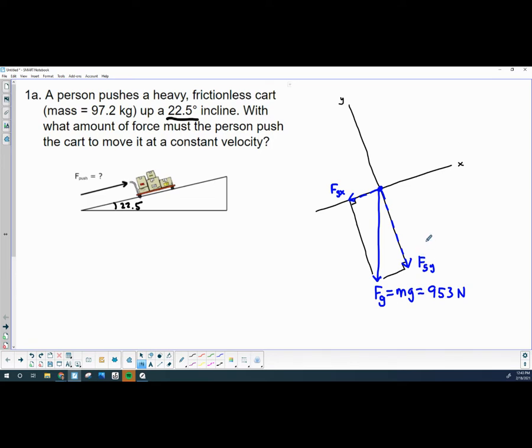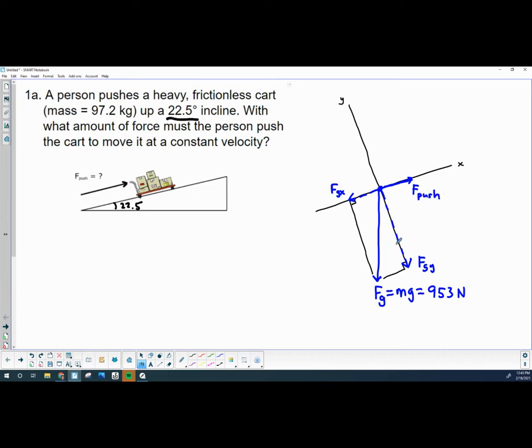And what else is acting on the cart? Well, the person is pushing up the ramp and they want to push it at constant speed. So I'm going to draw the push as if it originates at the object and goes up the ramp. And I'm going to draw it roughly the same length as Fgx. So this is going to be F push.